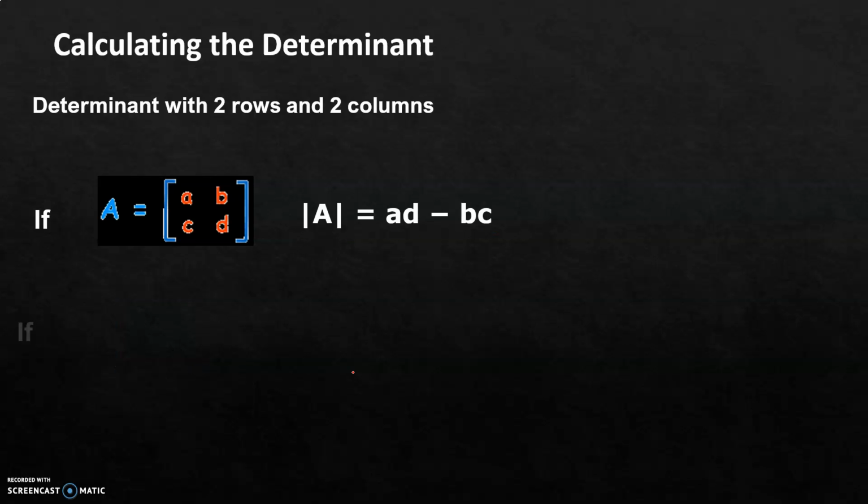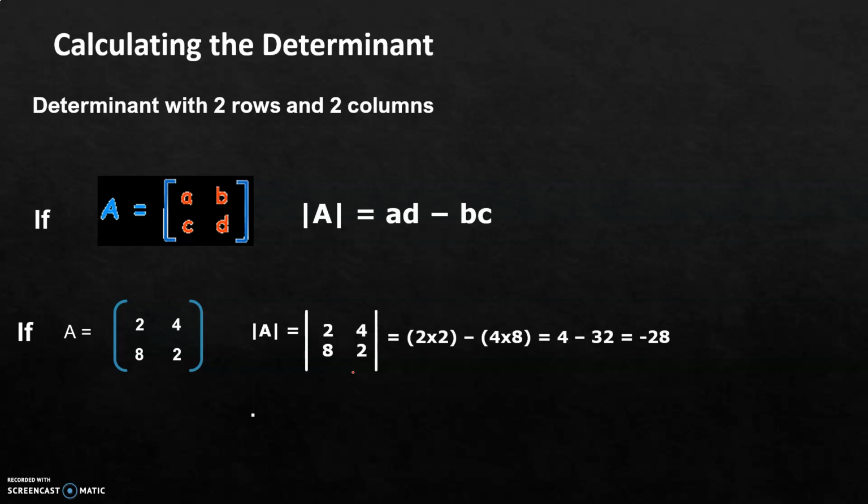Let us take one more example of the same order. If A is equal to 2, 4, 8, 2, then the value of determinant of A is equal to 2 into 2, the diagonal numbers, minus 4 into 8. So ad means a, the first value, 2, and d means the fourth value, which is 2. So 2 into 2 minus bc, 4 into 8. So 4 minus 32 is equal to minus 28.